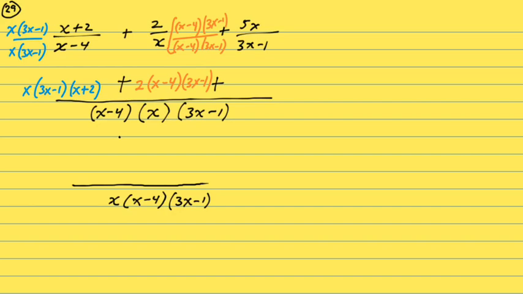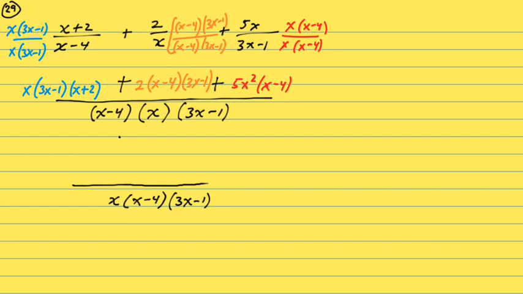Finally, on the last one, you have 3x minus 1. What are the two things you do not have? Well, the two things you do not have are the x and the x minus 4. So I'm going to multiply this by x and x minus 4. And I think that would give me the denominator that I need. So on top, I get, looks to be 5x squared times x minus 4.